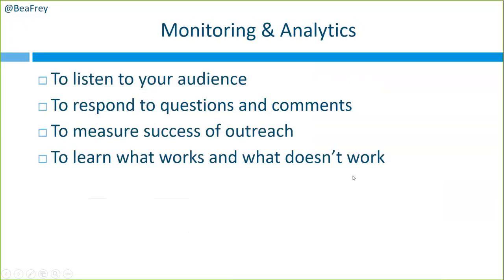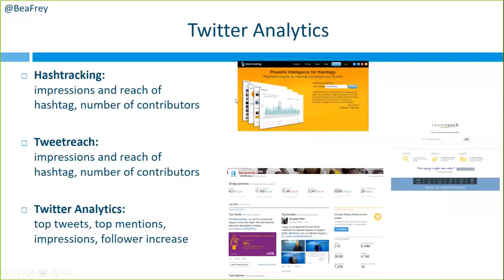Why is it important to not just publish, but also to monitor and to get analytics? Well, you want to listen to your audience, to respond to questions and comments, and to measure the success of your outreach and learn what works and what doesn't work. And in order to do that, for specific campaigns where we use hashtags, we use hash tracking. Tweet reach is almost the same, and both tools give you numbers on how many people have used the hashtag in how many tweets and how many people were reached. So that's specifically for hashtags.